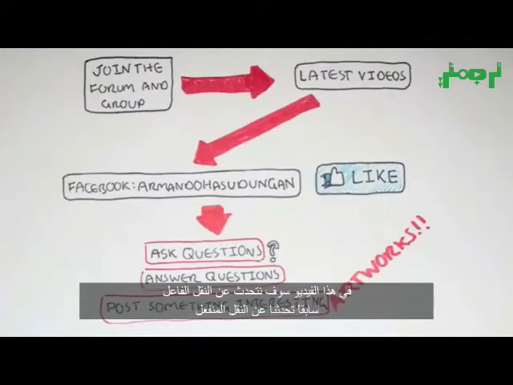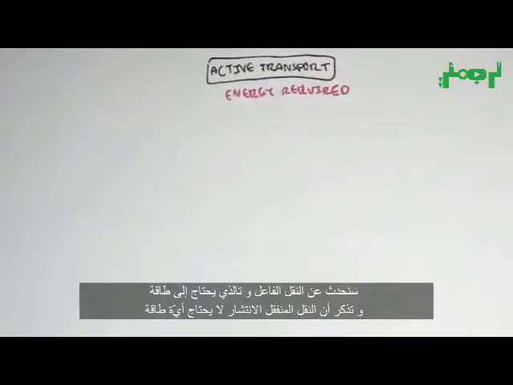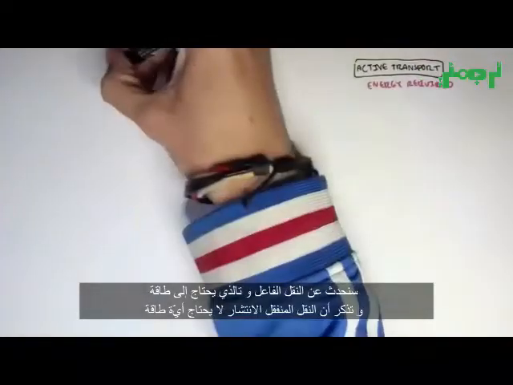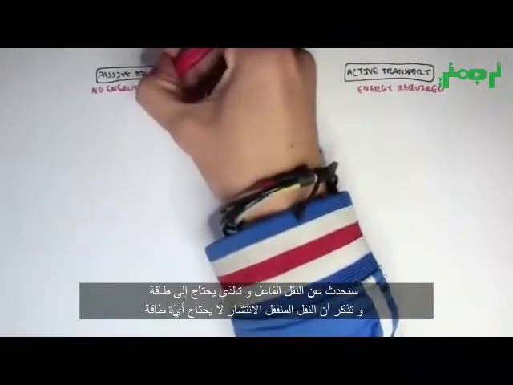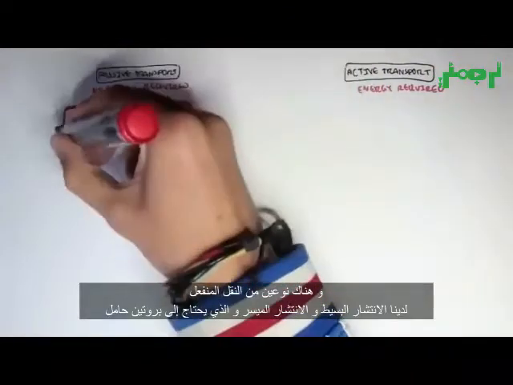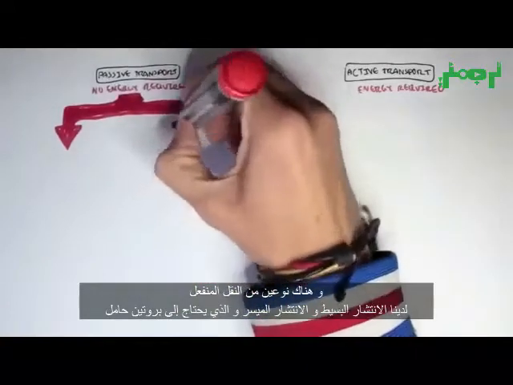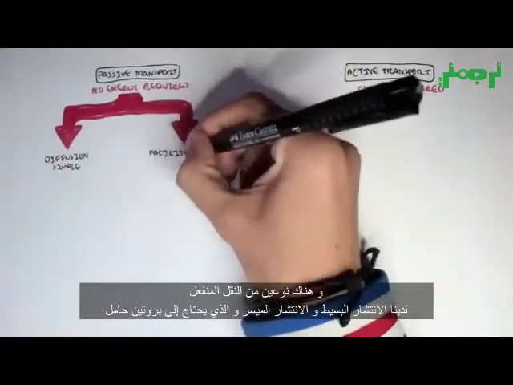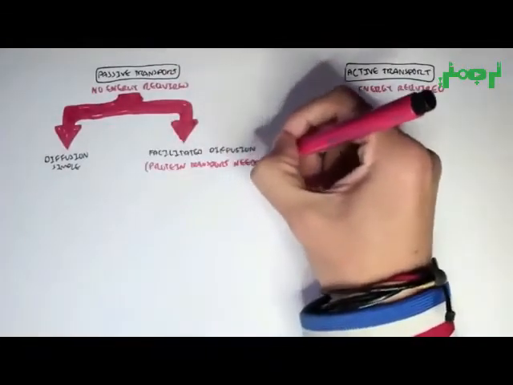Now in this video, we are going to talk about active transports. In the previous video, we talked about passive transport, but now we're talking about active transport, which requires energy. Remember, passive transport does not require any energy. There are two types of passive transport: simple diffusion and facilitated diffusion, which requires a protein transporter.